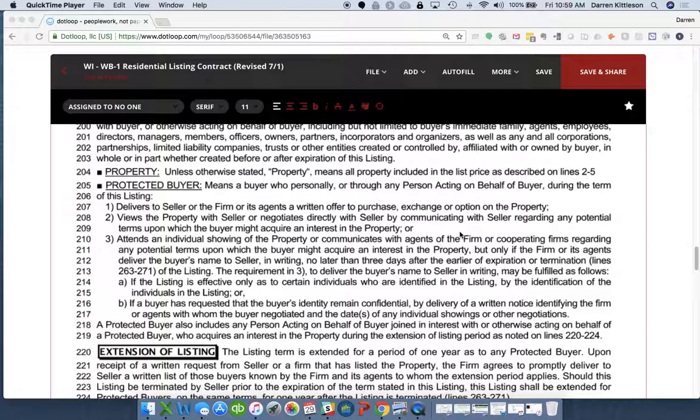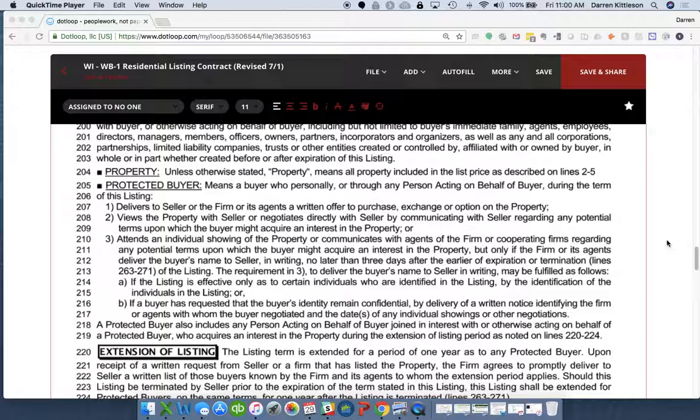And then another third definition of a protected buyer would be anyone who attends an individual showing of the property or communicates with agents of the firm or of cooperating firms regarding any potential terms for which the buyer might acquire interest, but only if the firm or its agents deliver the buyer's name to the seller in writing no later than 3 days after the earlier of the expiration or termination of the agreement.